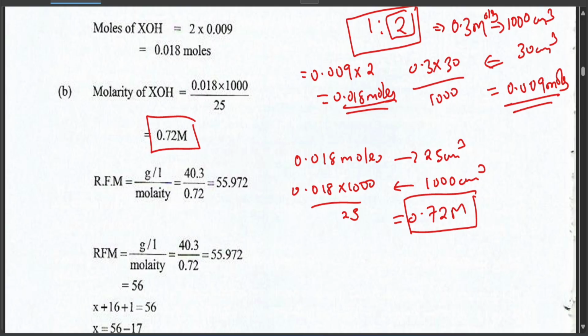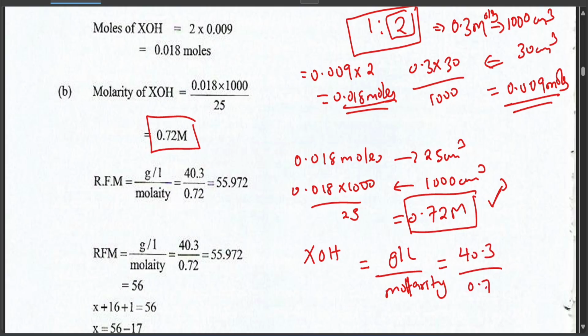Now after getting that, we search for the RFM, that is the RFM for XOH. And how do you get it? We usually take your mass, which is in grams per liter, divide by the molarity. So that's why I changed it into molarities, because the mass was in 1,000 cubic centimeters. Hopefully you've understood. So mass over moles, which is our mass 40.3 divided by moles 0.72, it therefore gives us 55.972. If you round it off, it should give you 56.